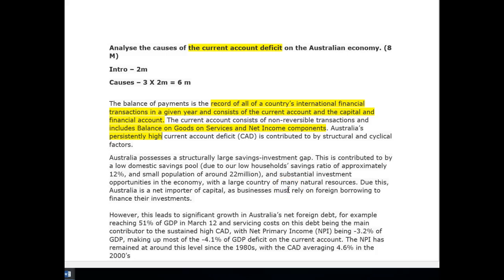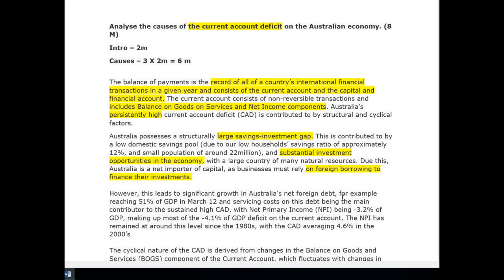Let's look at the large saving investment gap. Australia possesses a structurally large savings and investment gap. This is contributed to by a low domestic savings pool, because of the small population, so savings is lower, but we have substantial investment opportunities in the economy. That causes business to rely on foreign borrowing to finance the investment.